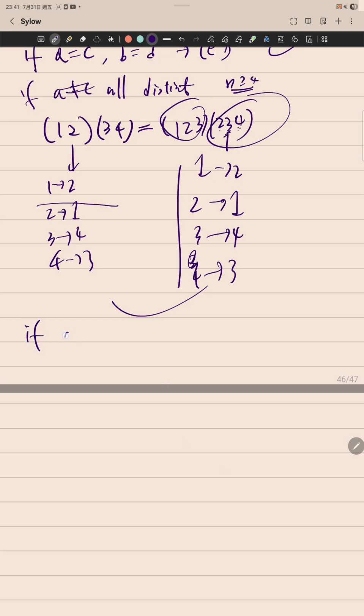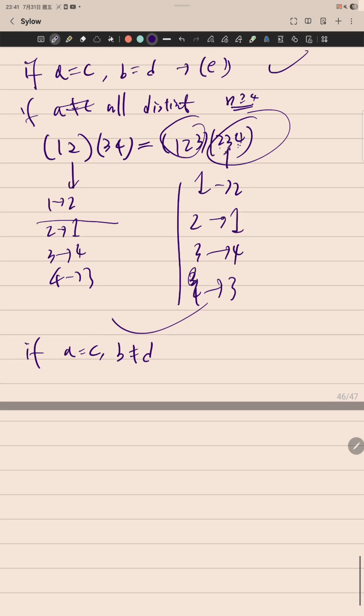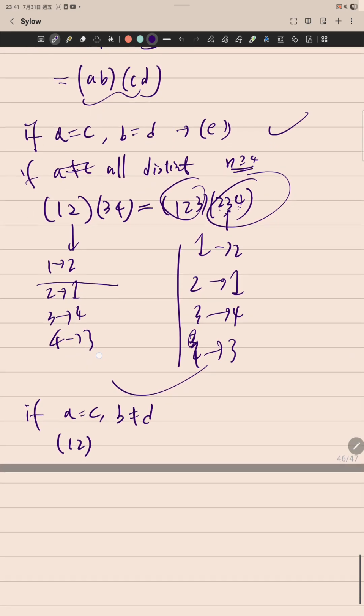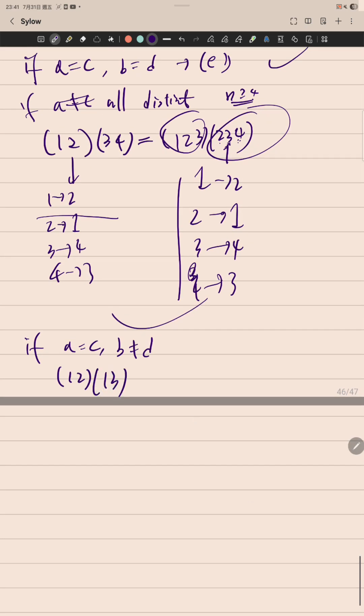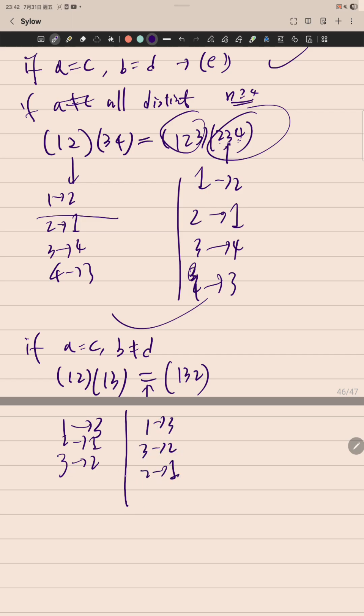Okay, so now let's say if A is the same as C and B different from D. So this is like 1, 2 or 1, 3. That's for example 1, 2 and 1, 3. Okay, so very easy to check. This is the same as 1, 3, 2. Let's see. So this is 1 map to 3, 3 map to 1, 1 map to 2, and then 2 map to 1. And for this one, it's 1 map to 3, 3 map to 2, 2 map to 1. So it's indeed the same.